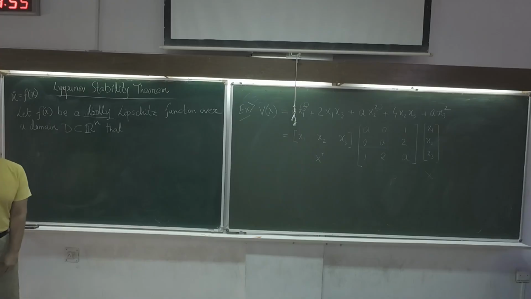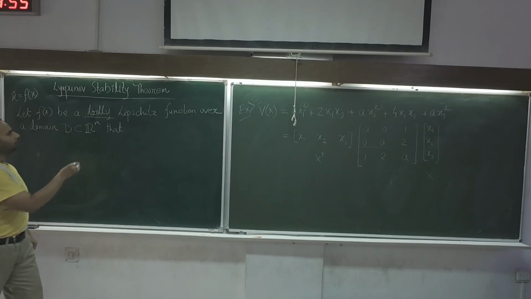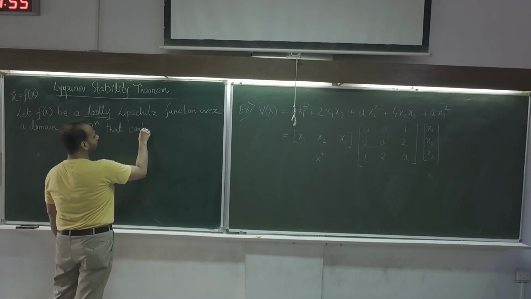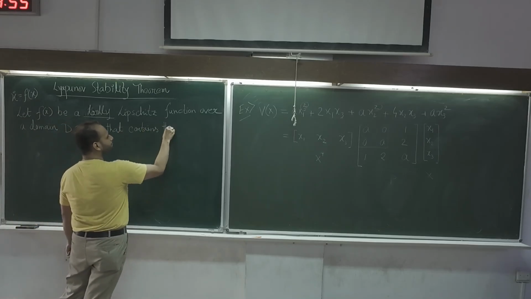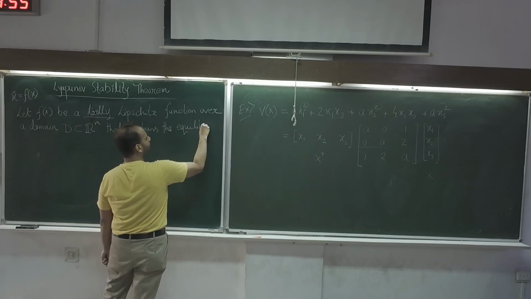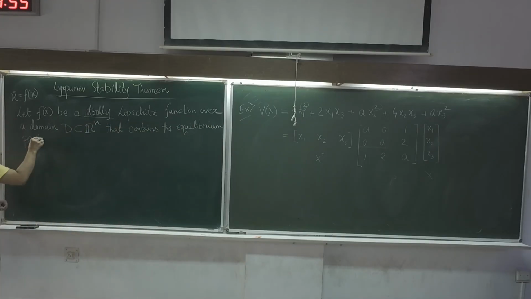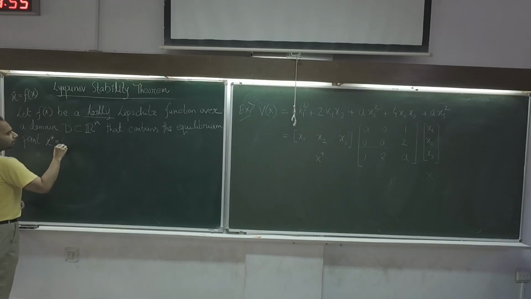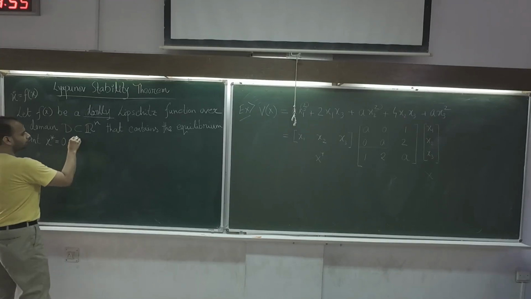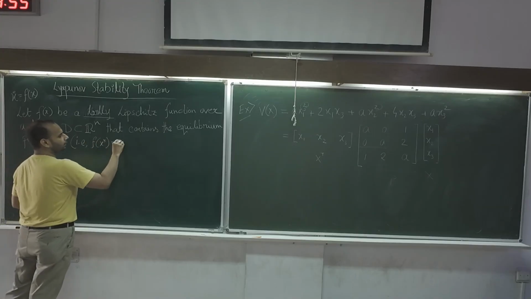That contains, that is, the region D must contain the equilibrium point, otherwise for whom are we going to check the stability, isn't it? That is the requirement. That contains the equilibrium point x equals 0. In bracket you write, that is, f of x star equals 0.